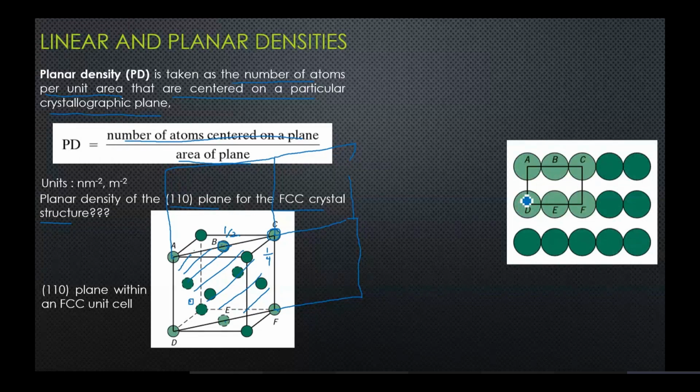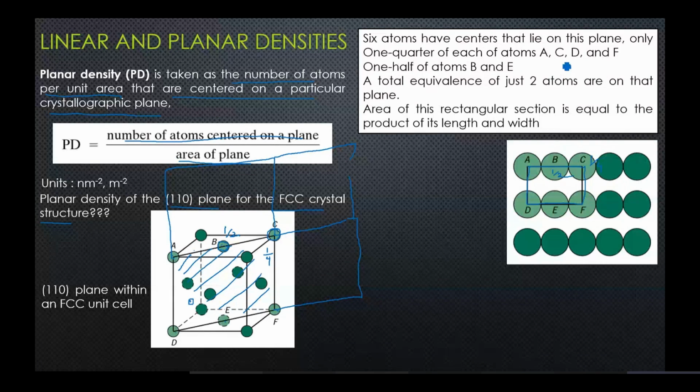If you want to have a clearer look, you see this is the plane. The contribution of the corner atoms would be 1/4 and the contribution of central atoms would be 1/2 towards the plane in this unit cell. So it says 1/4 of each atoms A, C, D, F, and 1/2 atoms B. They would contribute to this plane in this unit cell. So the equivalent of 2 atoms are on that plane.